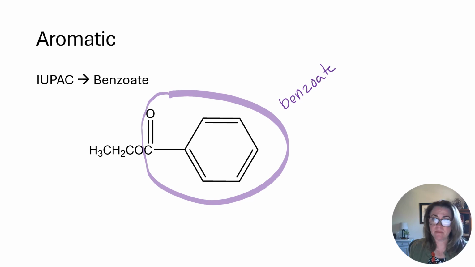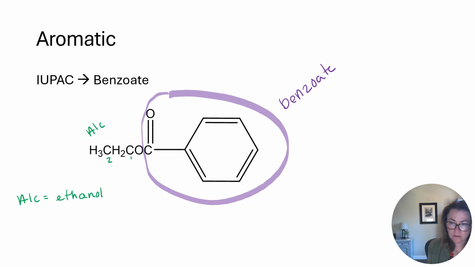And then we're just going to name this as we did before. So again, our alcohol is right here. Our alcohol parent, we have 2 carbons. So this is going to be, our parent came from ethanol. So that's going to give us ethyl.